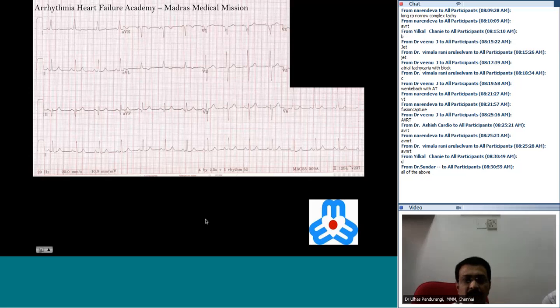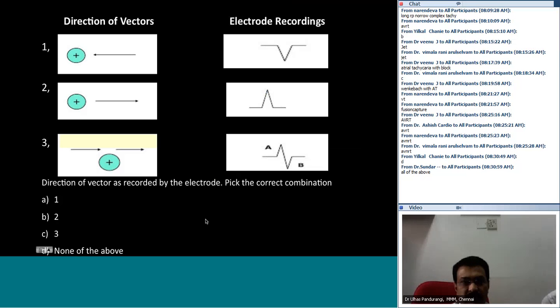We go to another basics of electrocardiology. On the left hand side, I have shown you the vector going towards the electrode, which is recording and giving you the complexes on the surface ECG. Look carefully at the direction of vectors and the possible recording you get from that electrode. My question is, as recorded by the electrodes, pick the correct combination.